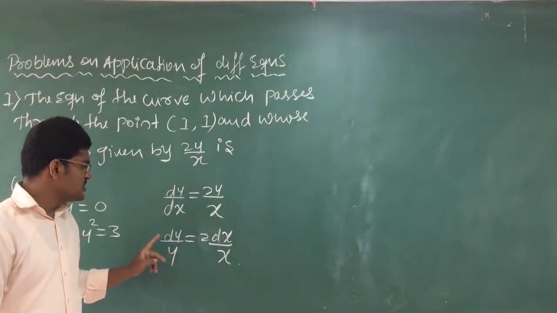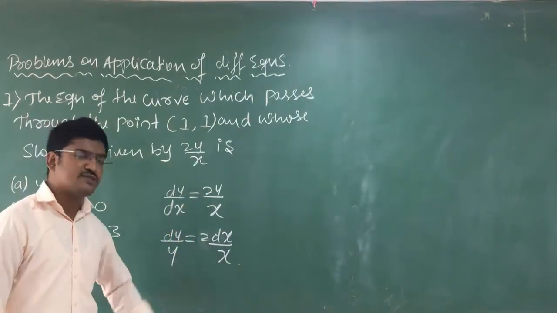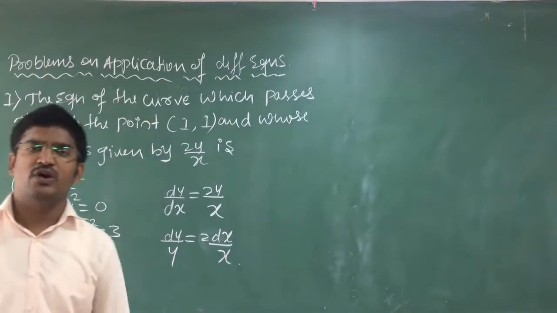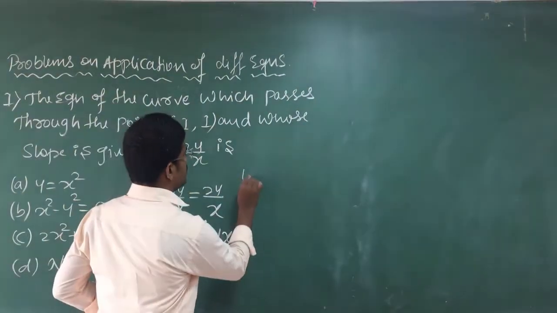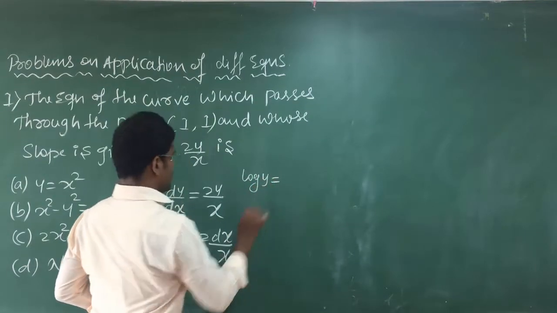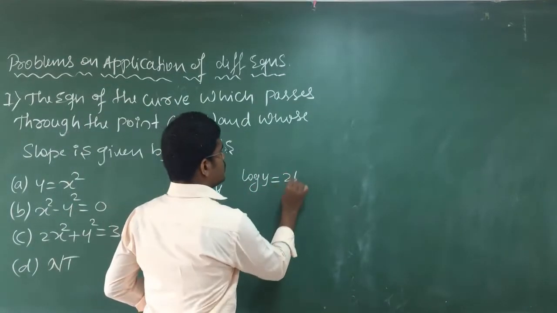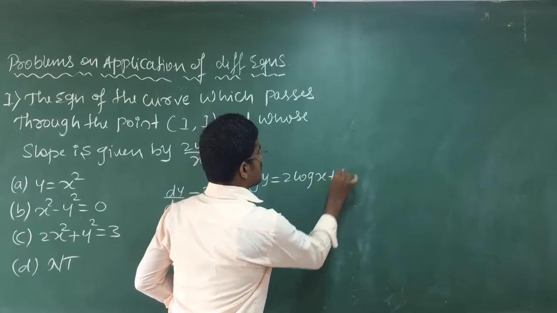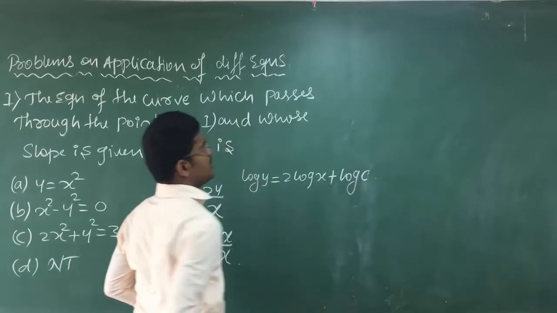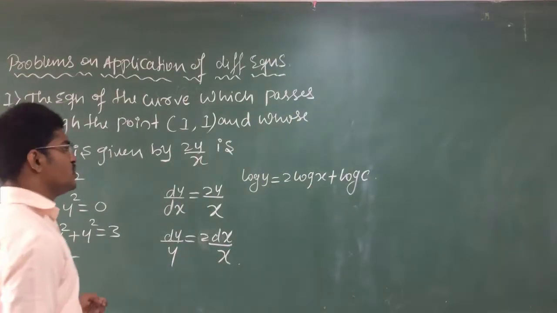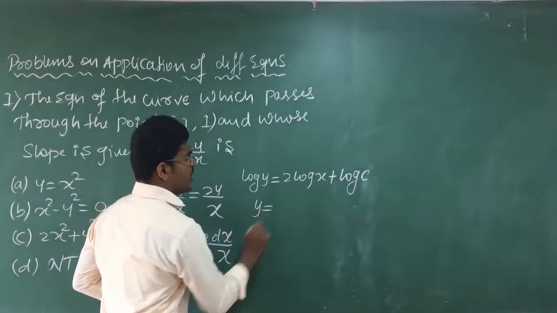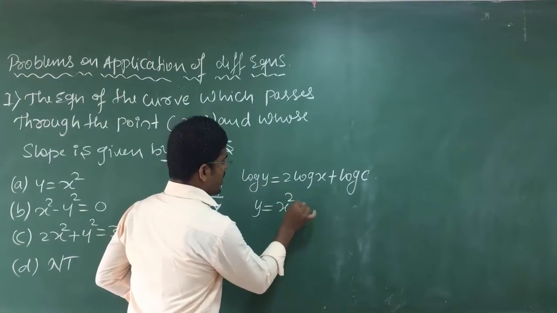So y, if I take it on this side, dy by y equals 2 into dx by x. Easily it is in variable separable form. Integrate on both sides. It will be log y equal to 2 log x plus a constant term. I will write it as log c because it will be useful for simplifications.